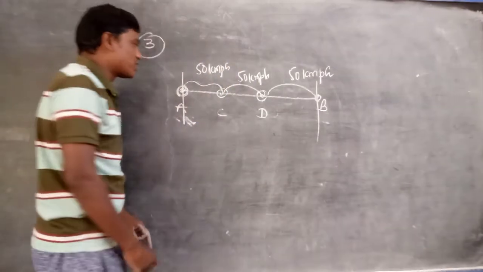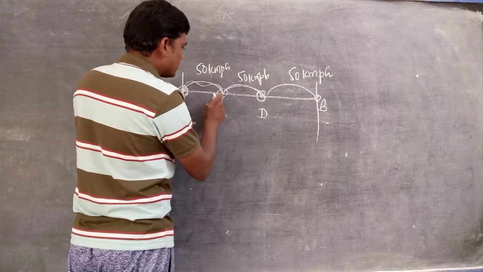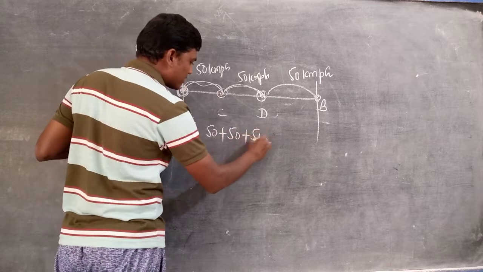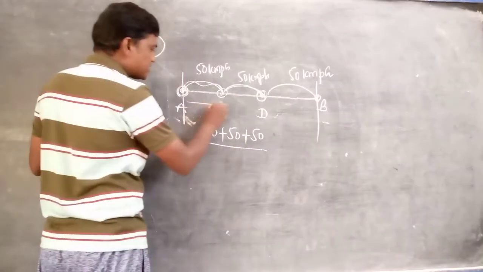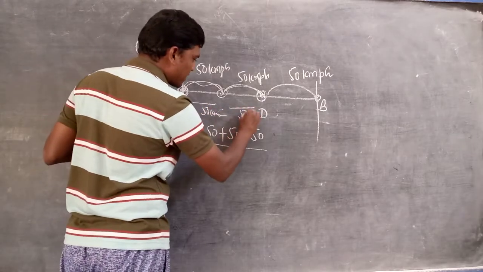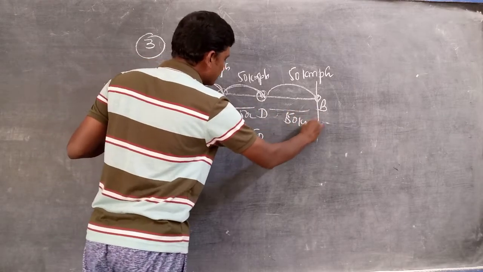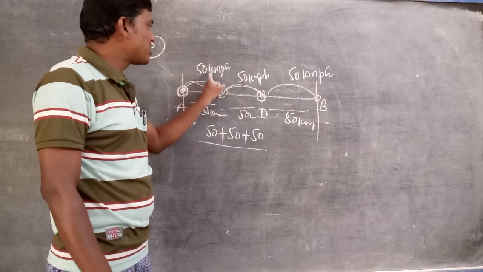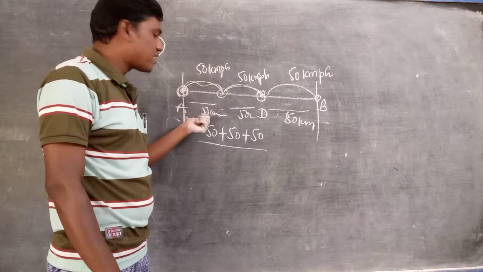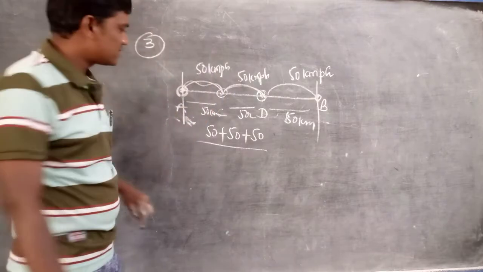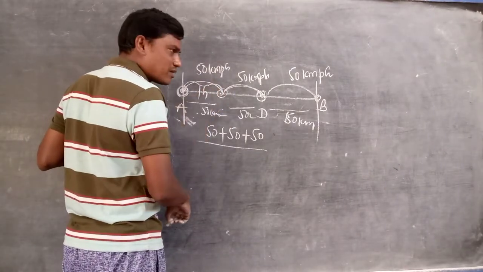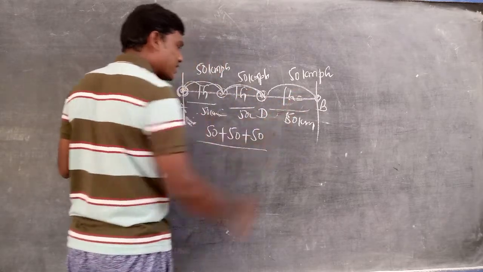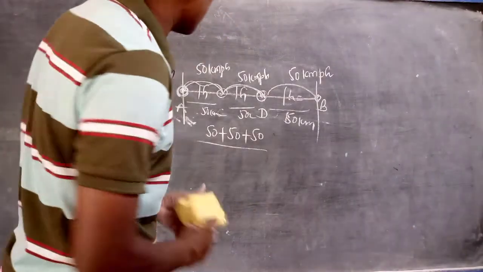Let me come to that. How many segments can we consider? One, two, three. So 50 plus 50 plus 50. We consider each distance as 50 km. When a body moves with 50 kilometers per hour, it covers every 50 kilometers within 1 hour. So for 50 kilometers the time taken by the body is 1 hour. Here 1 hour, here 1 hour. So 1 plus 1 plus 1 is the total time.